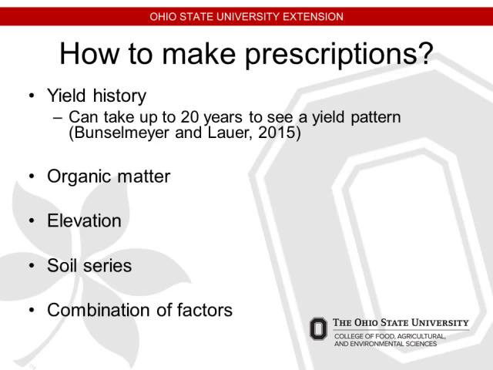There has been some research looking at yield history, and sometimes it can take up to 20 years to see a yield pattern in a field. And the more crops you have in rotation, the longer it takes to get these patterns to emerge. If you have continuous corn, you'll see yield patterns sooner than if you have like a corn, soybean, wheat rotation. Organic matter is another factor people use to make maps, elevation, soil series, or a combination of any of these factors.